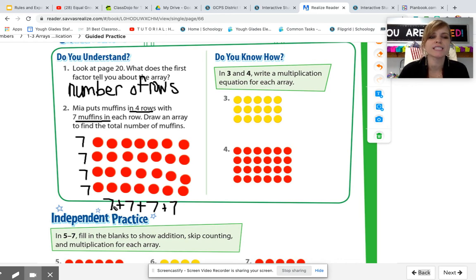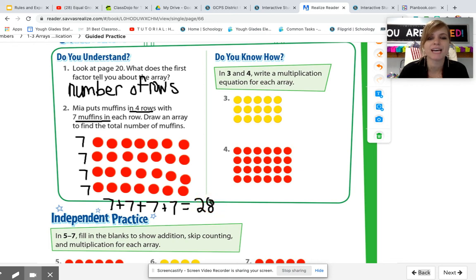I know that 7 plus 7 is 14. So I have 14 over here. And I also know I have 14 over here because 7 plus 7 over here is also 14. So if I put 14 and 14 together, I would get 28.